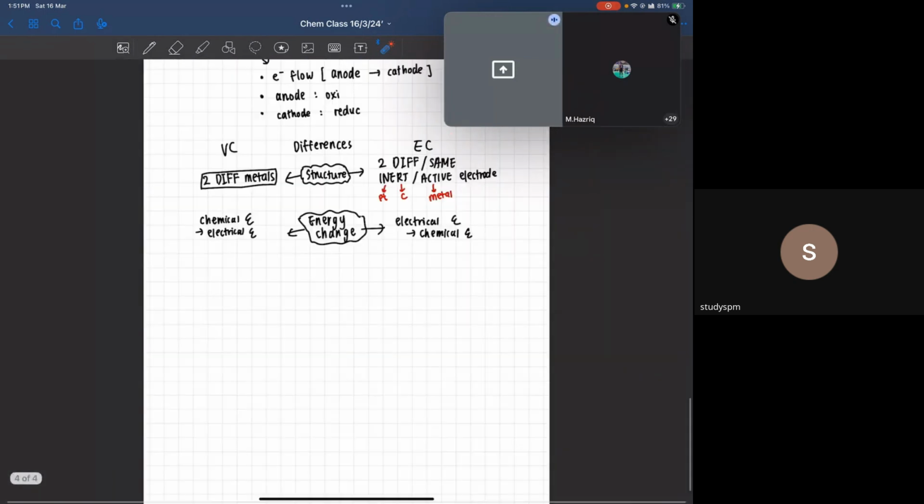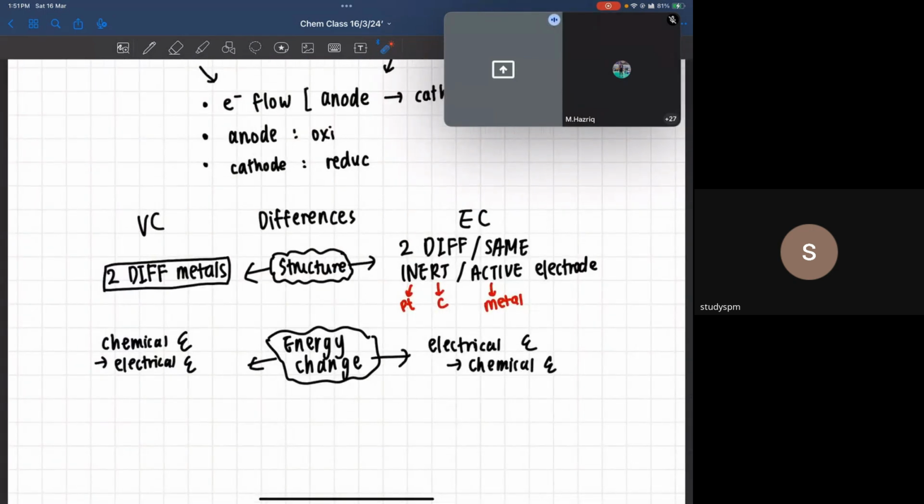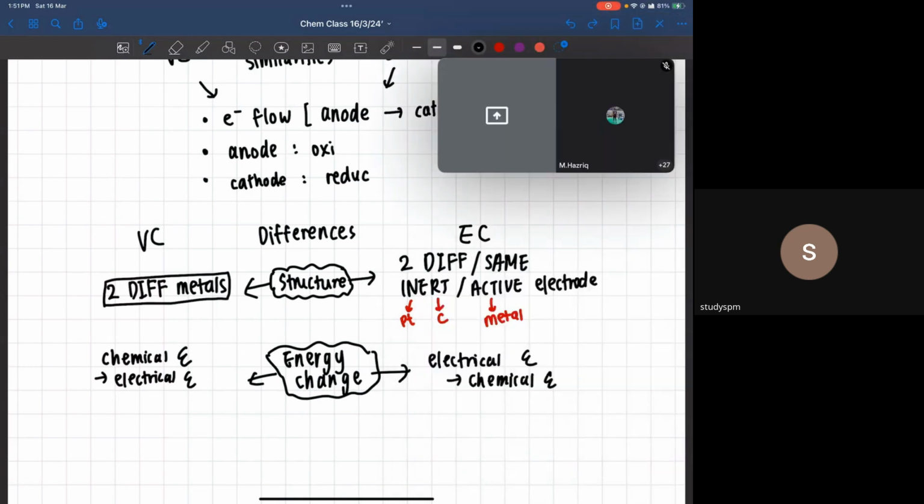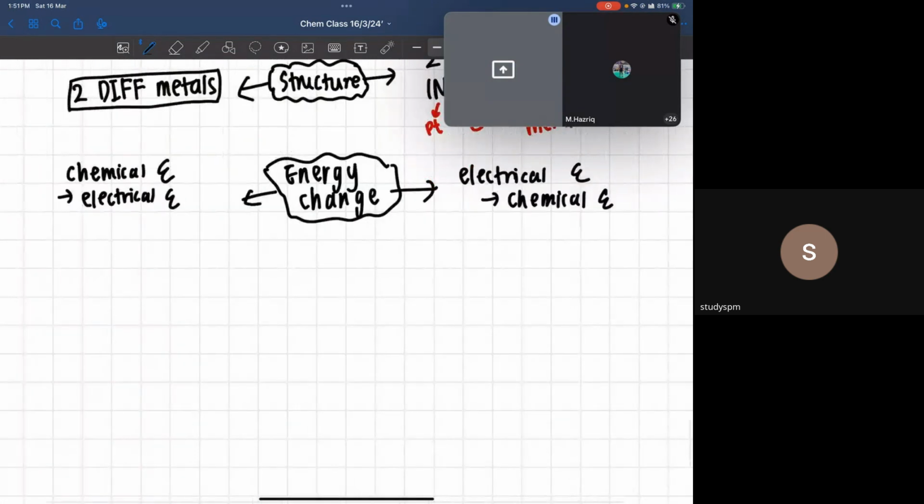Okay? So this one is energy change. So this one, bear in your mind. Okay, this one I will ask during the revision session. Just like this, okay? And then the next one. Okay, this one is where most students are confused until SPM.